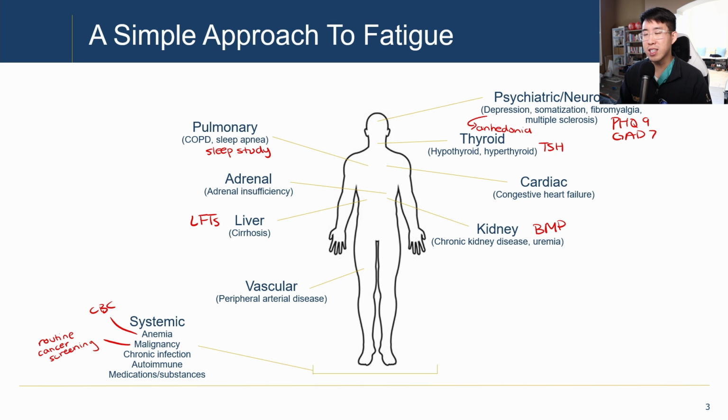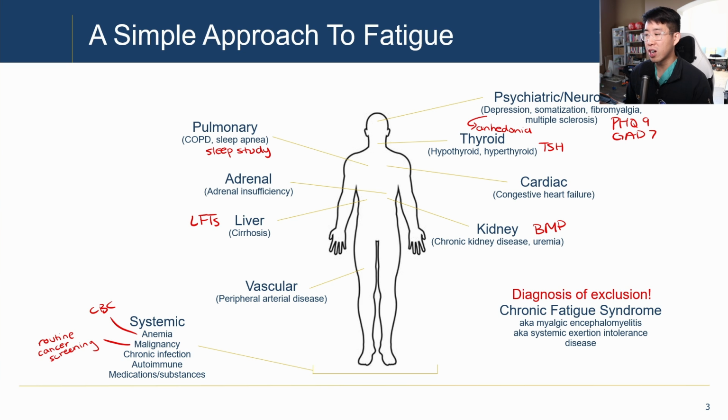Now, if all of these things are negative, then we have what's called a diagnosis of exclusion. A diagnosis of exclusion is something that can only be made once you have ruled out all these other etiologies of fatigue. So you've already gotten all the workup for this other stuff and you can't find anything. Then you can make a diagnosis of chronic fatigue syndrome. This is also known as myalgic encephalomyelitis or systemic exertion intolerance disease.